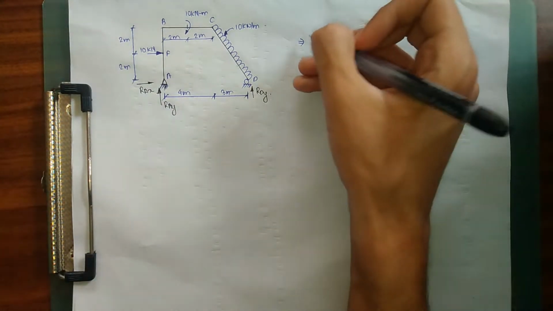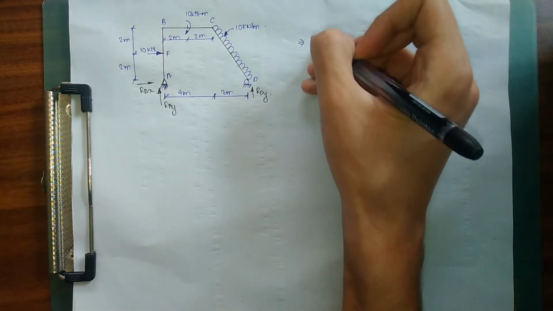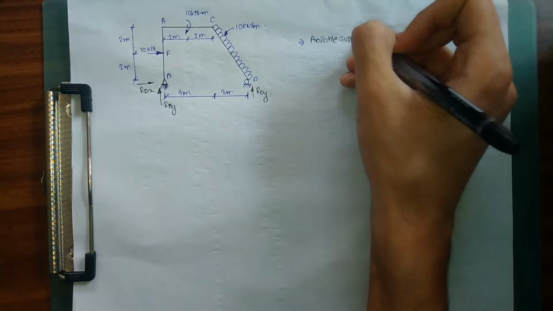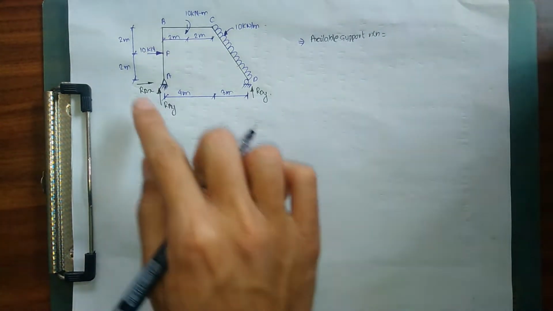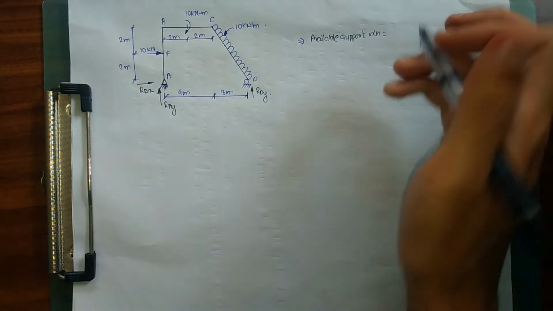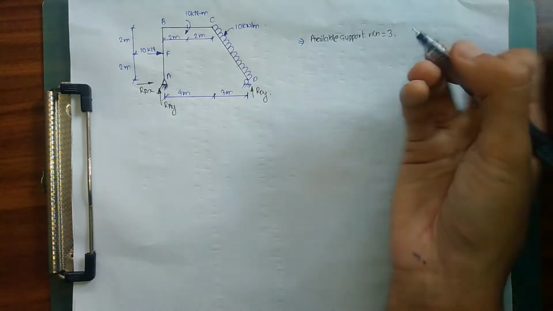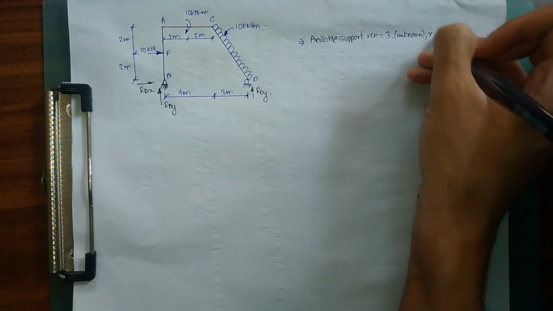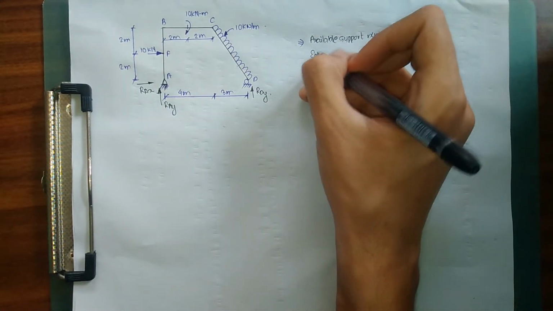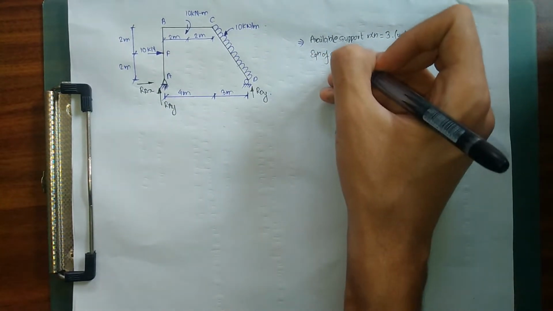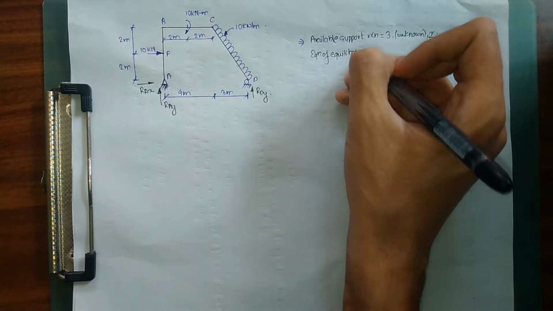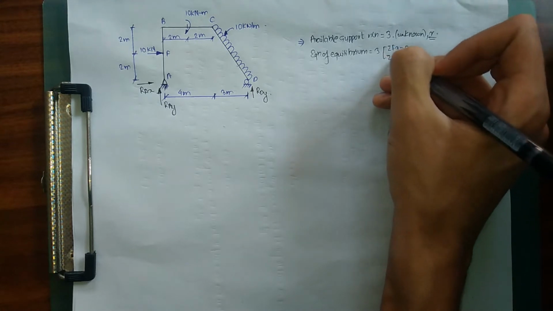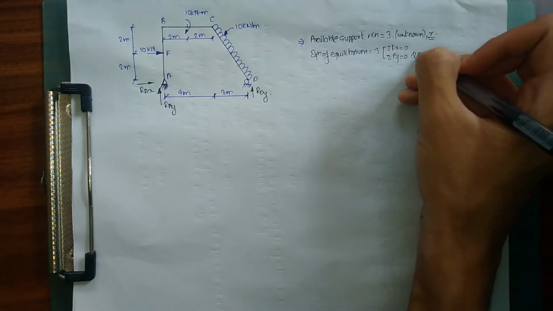Now let me write down over here our available support reactions. Available support reactions equals 1, 2, 3. So right now our available support reactions is 3, which is our unknown. We can write this as our unknown, or our available support reaction is denoted by R. And we have our equations of equilibrium. We are going to have three equations of equilibrium, which are ΣFx equals 0, ΣFy equals 0, and ΣM equals 0.